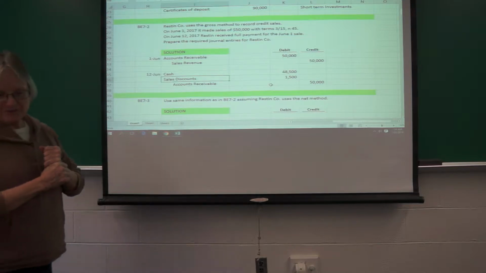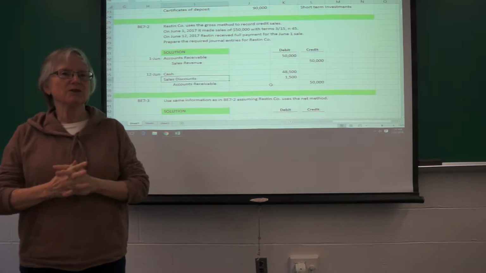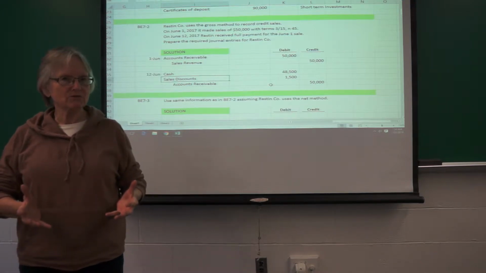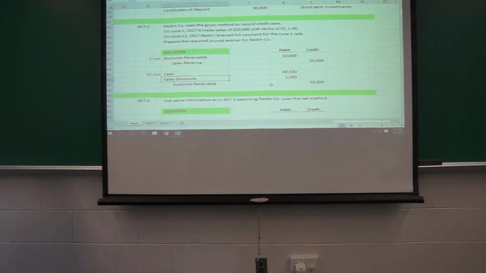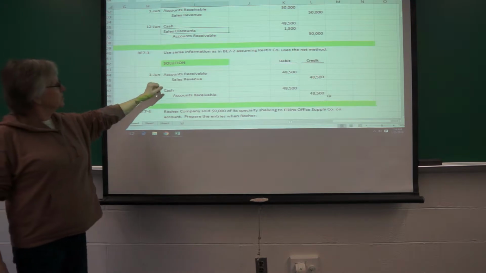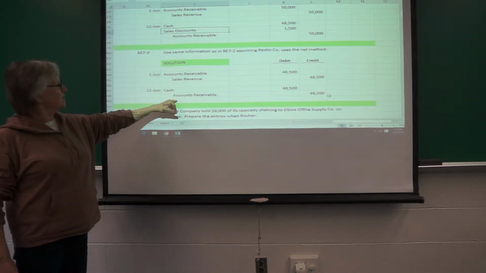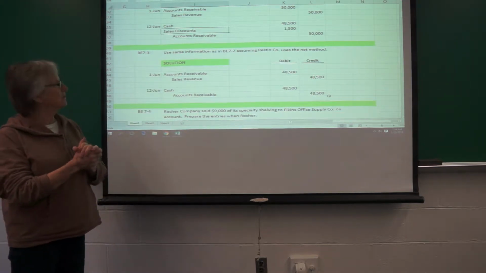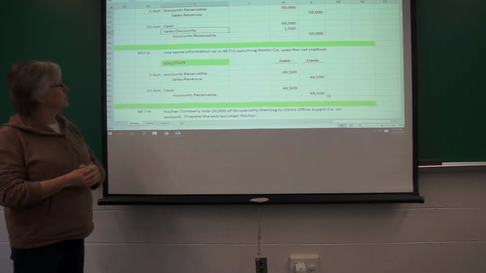The net method is where the company makes the assumption that everybody is going to take the discount, and so they book it a little bit differently. They book it at the net amount. So if we look at 7.3, what they would do with the net method is this. It would simply be accounts receivable, the 48.5, the net amount, sales revenue, 48.5, and then cash and accounts receivable, and the 1,500 is, you know, they just assume that all the companies will take it.